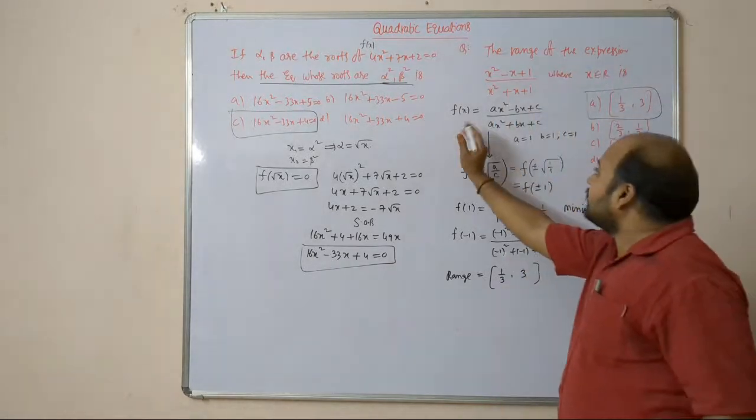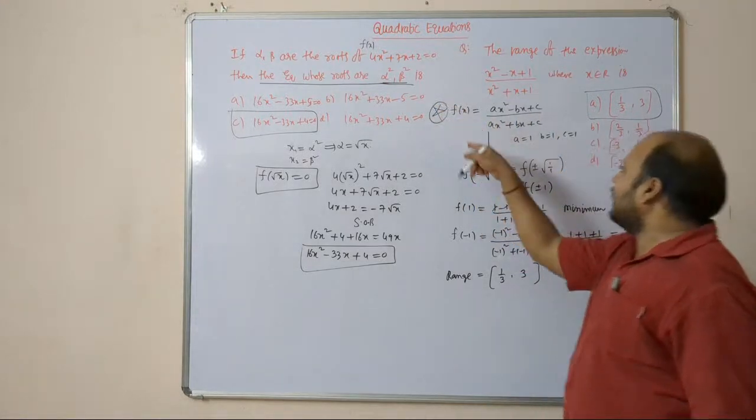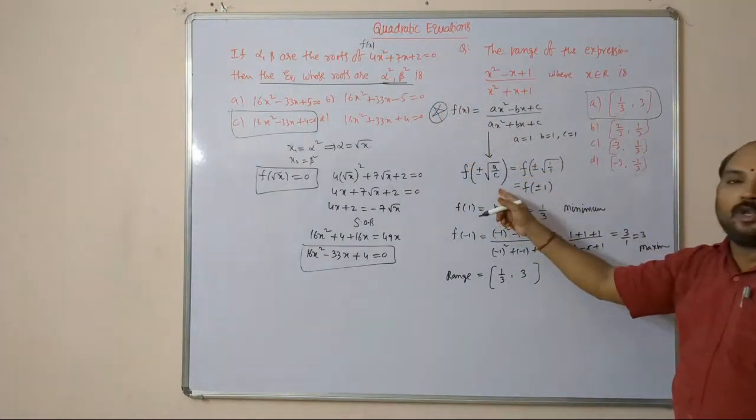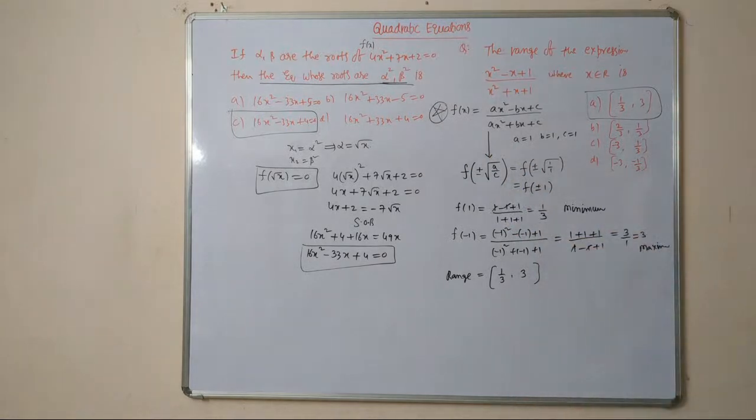Whenever the given expression is in this form, you can take the maximum and minimum values in this way. I hope you understand. You remember this logic and work out these type of questions. And I will move to another set of questions. I hope you understand this.